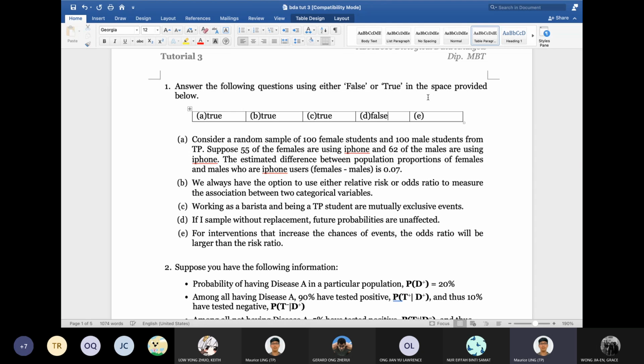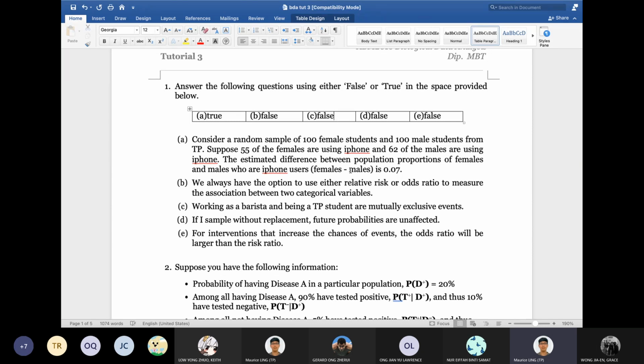Question 2, we always have the option to use relative risk. It is false because it is 2 category variable. Yeah, question 2 is false. Question 3, working as a barrister and being a TP student are mutually exclusive events. That means you cannot be a TP student and work as a barrister at the same time. Is that true or false? False, because you can do part-time work, right? Yeah. So that is also false.